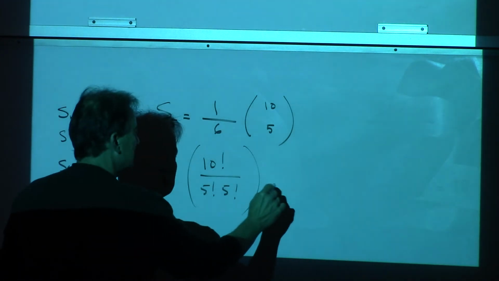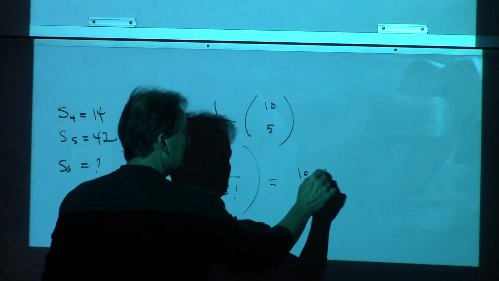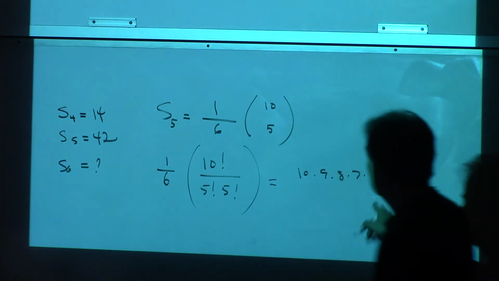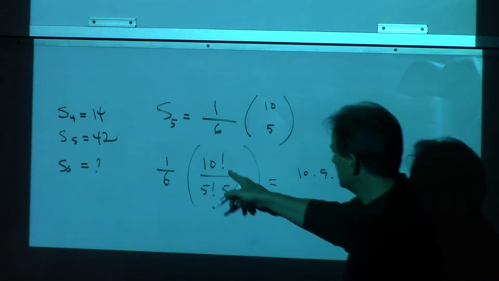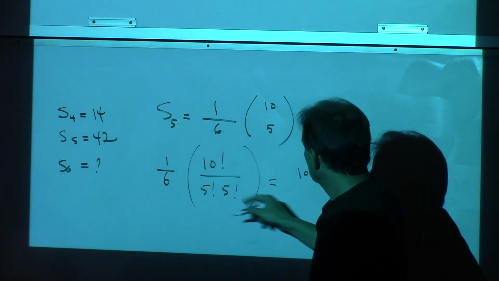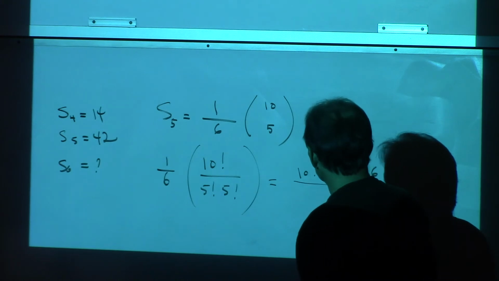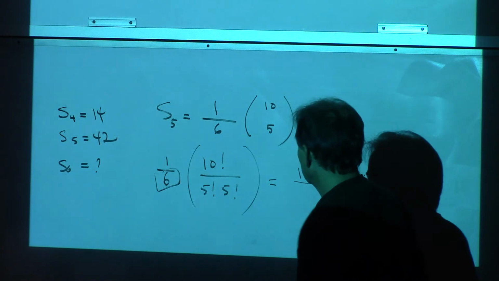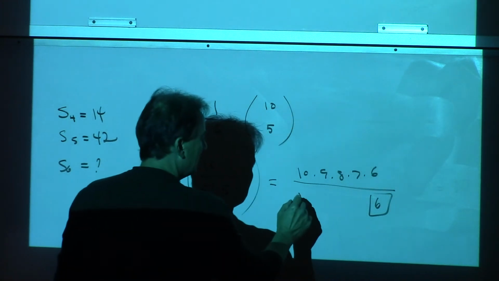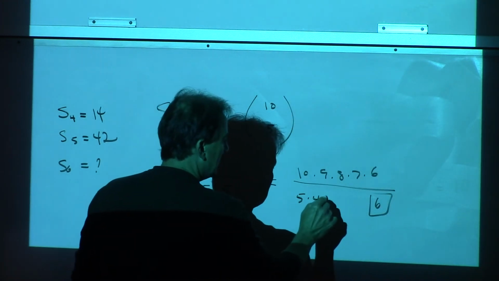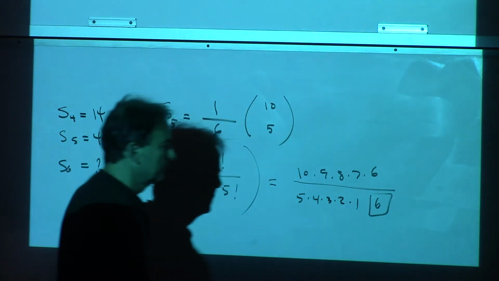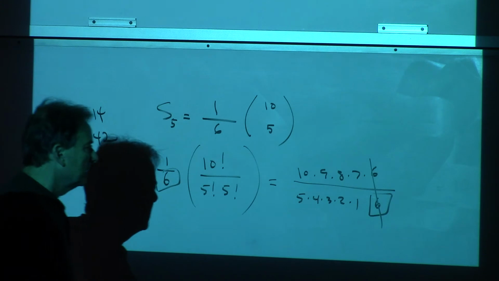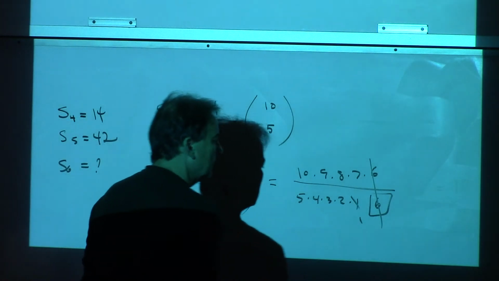So let's simplify it. What we have is 10 times 9 times 8 times 7 times 6. That simplifies this over this. Over, I still have a 6. I'm going to put that 6 over here, and the 6 is coming from here, guys. And then I have 5 times 4 times 3 times 2 times 1. This can be simplified. This 1 doesn't really matter. 1 is just 1.